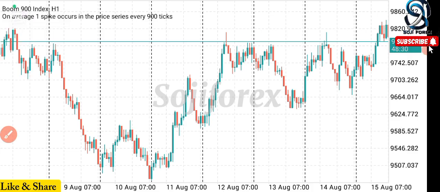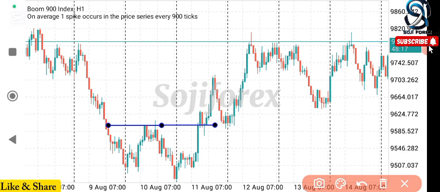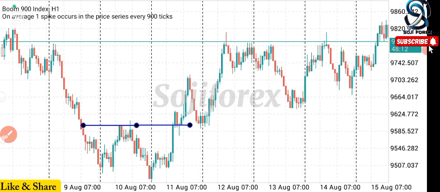The break of structure already tells us that we have a change of price direction and that we are now in an uptrend. So this is where the structure broke out. This is a break of structure here, and then we'll have this move to the upside. So what is the next thing?